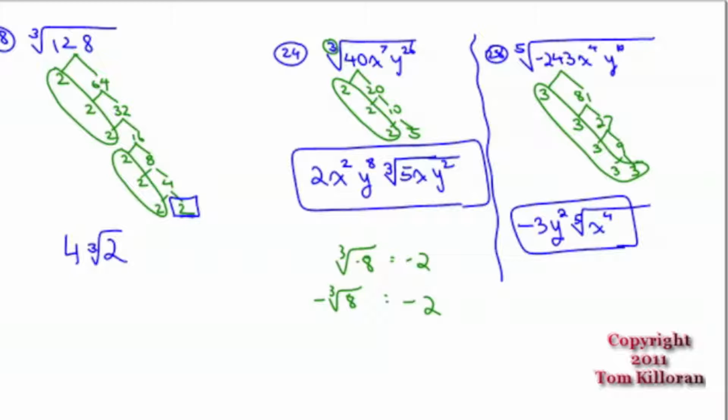Same method, it's the same method for each one. And that's the nice thing about it. You just have to worry about the index and how many you're going to group. So with square roots, you're looking for pairs. For cube roots, you're looking for 3 of them. For fifth root, you're looking for 5.